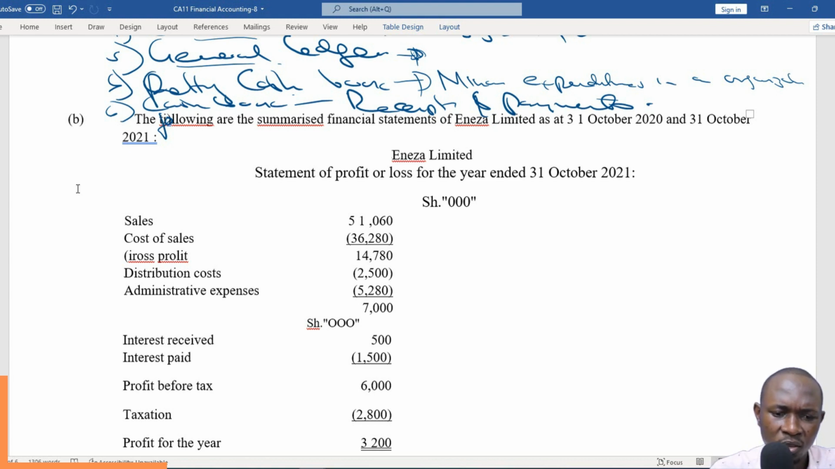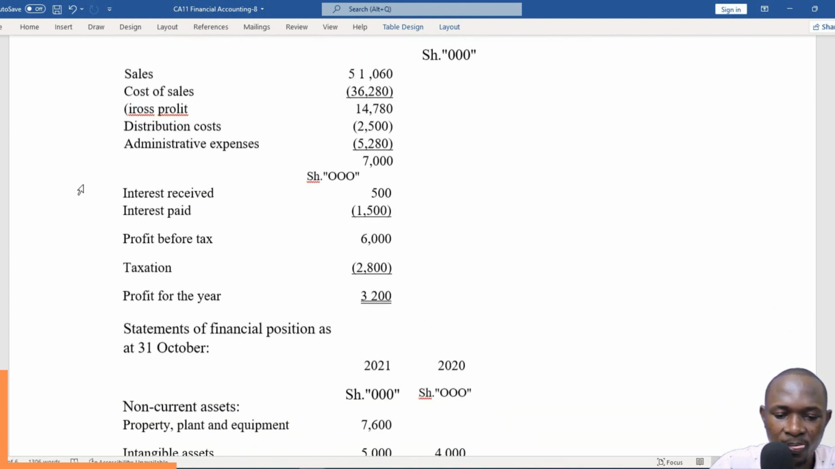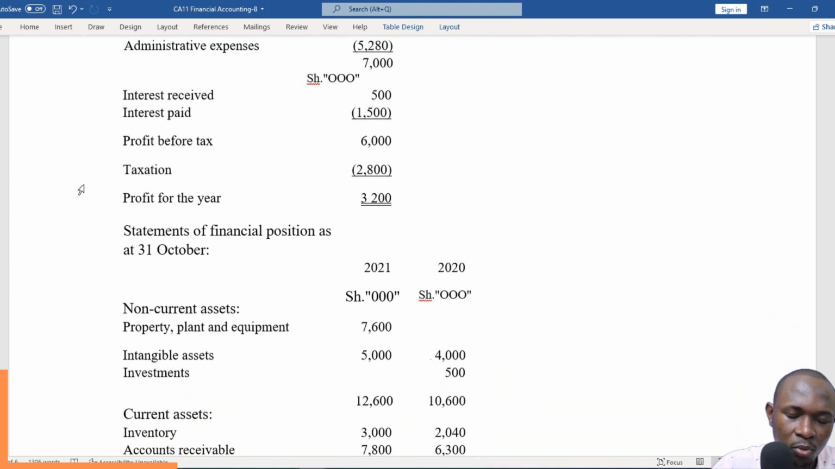So sales minus cost of sales, we get gross profit, less distribution and administrative expenses. We have 7,000 shillings, and then add interest received, less interest paid. We have profit before tax of 6,000, less taxation. We have profit for the year 3,200. Then you have the statement of financial position.